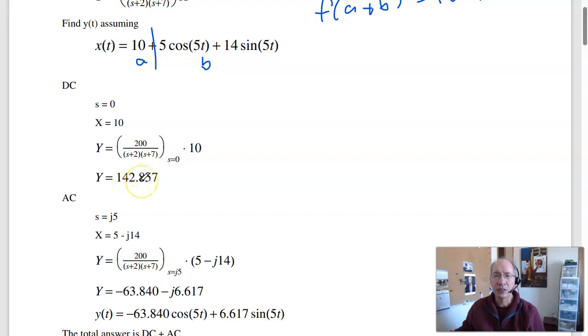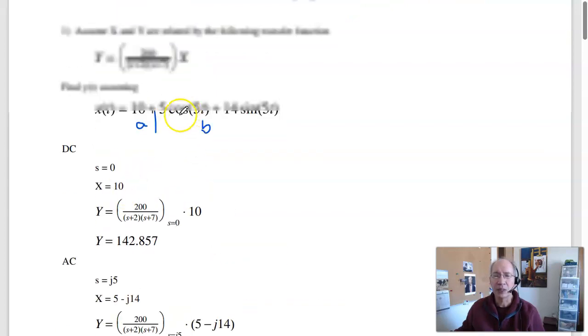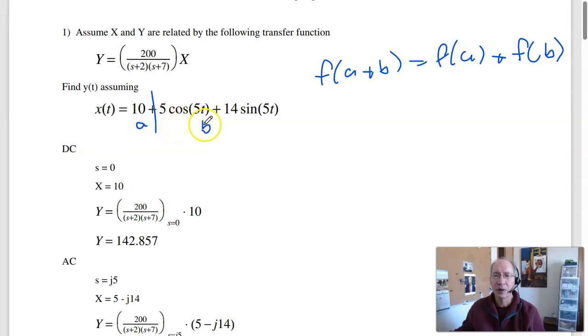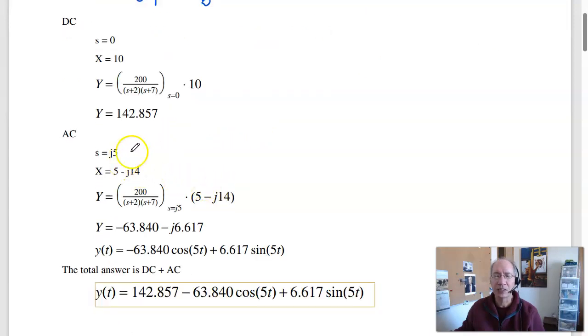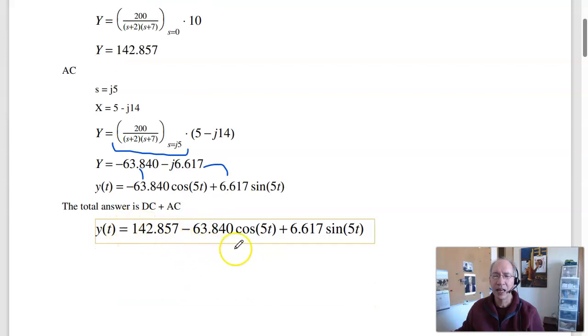Now let's look at what's the output when the input is 5 cosine 5t plus 14 sine 5t. In that case, s is j omega, s is j5, x is 5 minus j14, real part's cosine, minus j is sine. This is the gain everywhere. Analyze at s equals j5 times the input of j5 gives the output. Real part's cosine, minus j is sine. Add the two together, I get the total output.